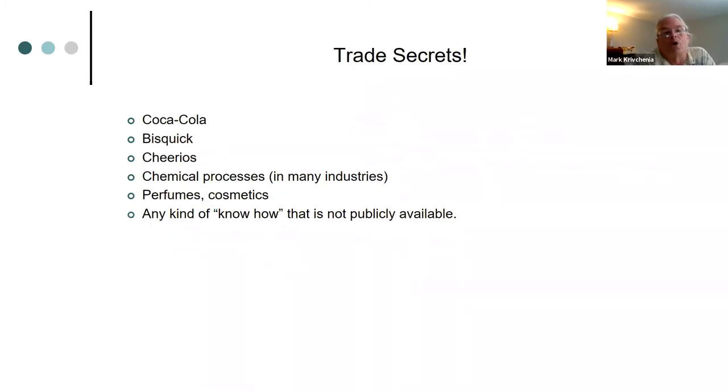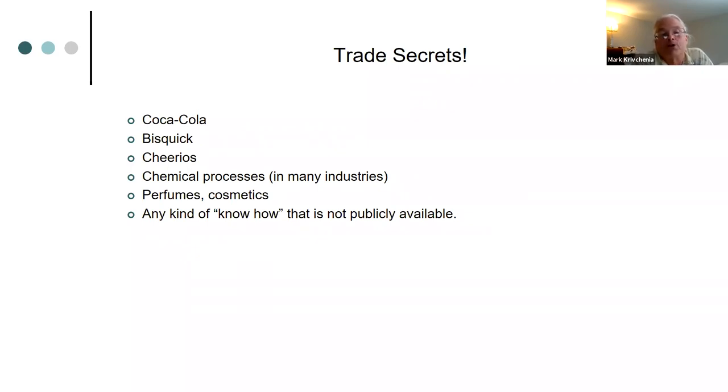So, you know, Coca-Cola, I actually know the formula of Bisquick. I used to work at General Mills. I know how to make Cheerios. These are all trade secrets. If you saw the machines they make Cheerios on, it was built in the 1920s, and it's a clever and interesting way to make a food product, but you can't really replicate it very easily. And we keep it very secretive.